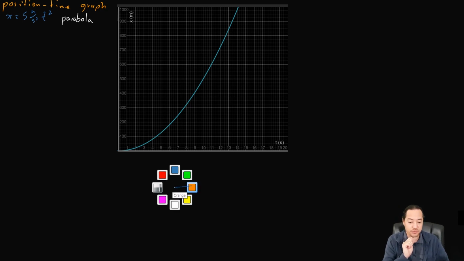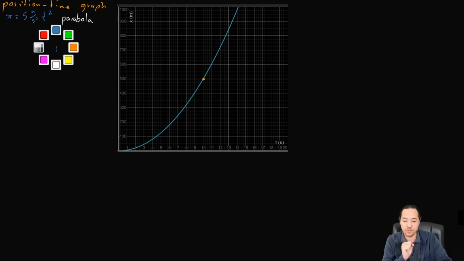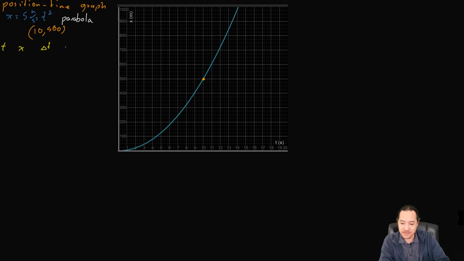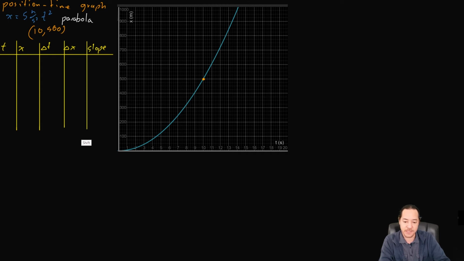Now, our reference point, or target point, that we were trying to find the instantaneous velocity for is right here. This is t equals 10, and our x position is 500. This is the target point we were computing the average velocity for before. Before we were using equations, but now we're going to do it graphically. Similar to before, I'm going to make a little chart for time, position, delta t, displacement, and the slope of the line between the 2 points that we're going to be plotting.